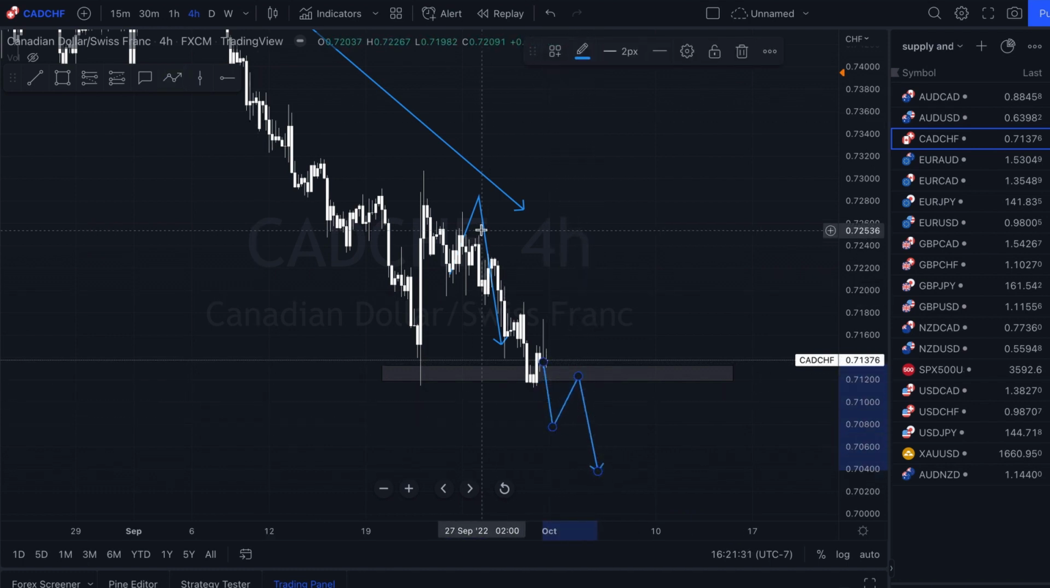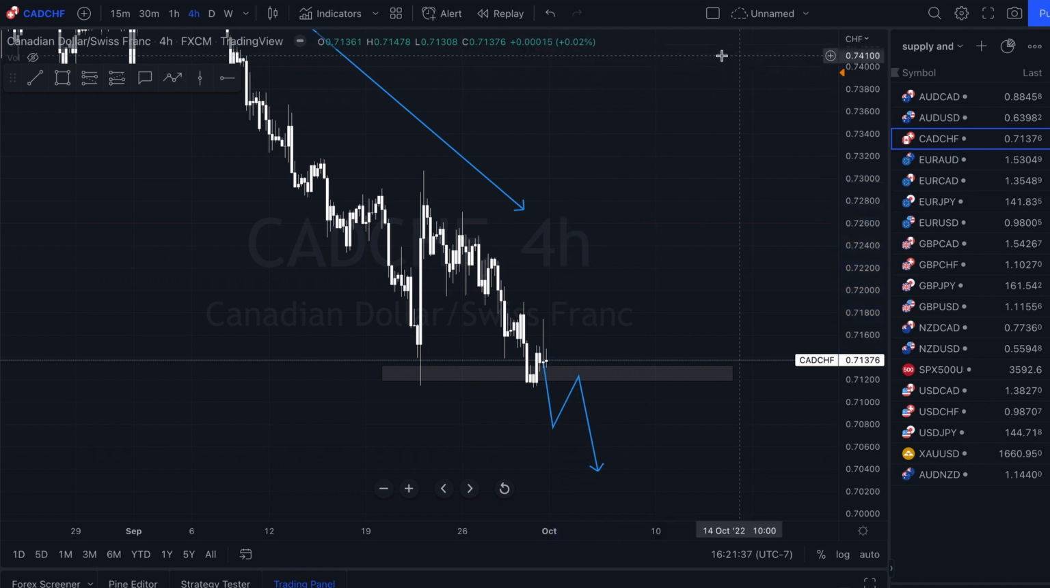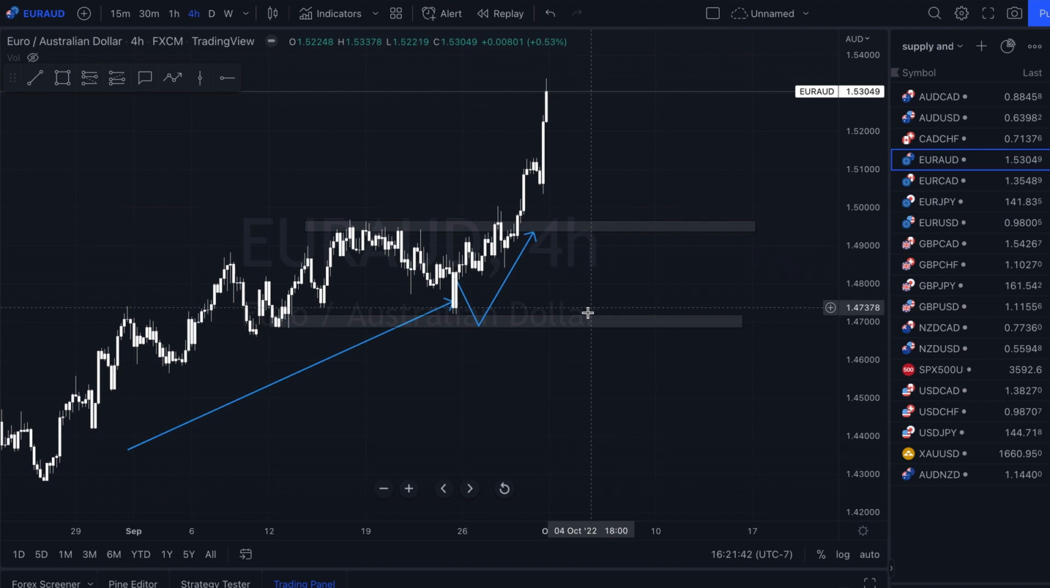Again, it's downtrend, so we're looking for sells only. Now, if it goes back up, if it goes this way, don't even touch it, guys. Ignore it. Move on to the next pair, which is why we have so many pair options over here. It looks overwhelming. It's not.